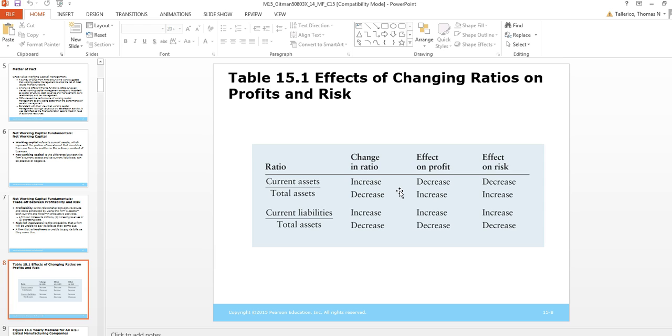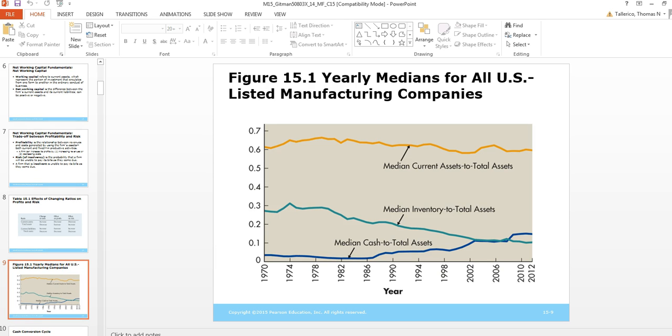And the same thing holds for liabilities. So go over this slide. If you have any questions, just email me. You'll find it interesting. And here's a slide that just shows a history from 70 on out of current assets to total assets and different ratios.